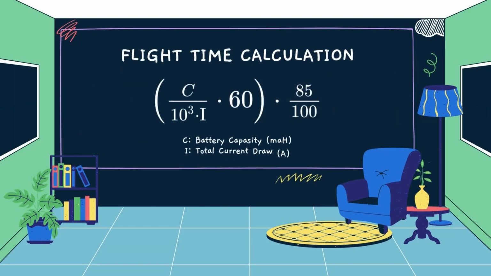All right. After determining all the components of the propulsion system, we can calculate the flight time. It is calculated by dividing the battery capacity in ampere hours by the total current drawn during hover. However, since we can't use the entire battery, we use 85% of this time. Since the calculated time is in hours, we multiply it by 60 to convert it to minutes. That's how easy it is to calculate the flight time.